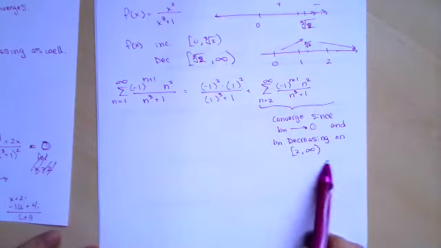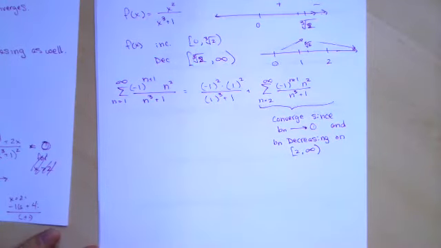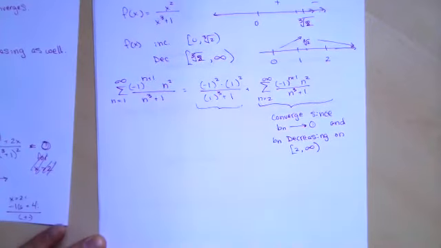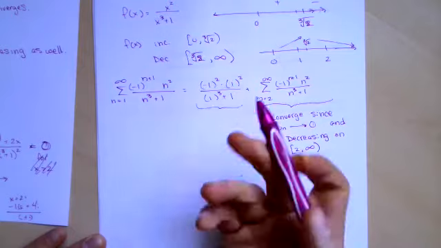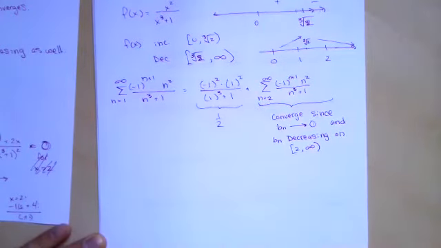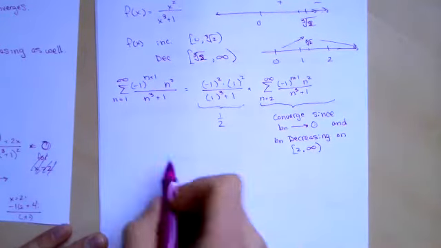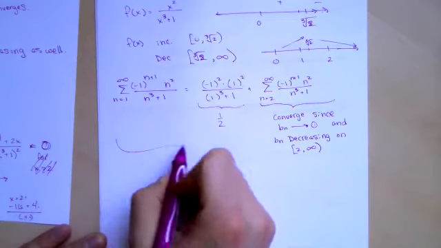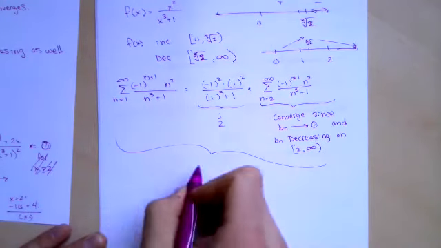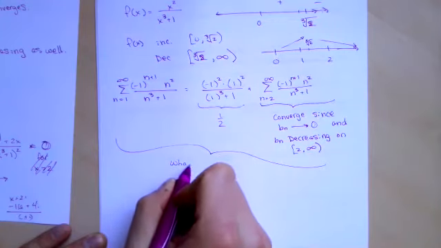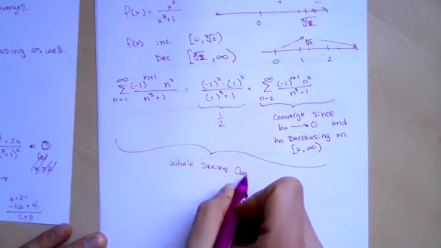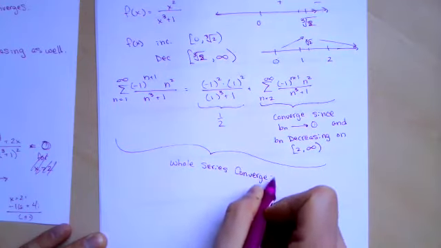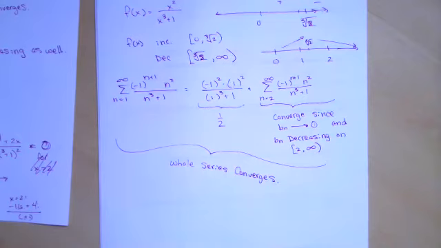And since this guy converges plus a finite number, what even is that number? On the top we've got 1, on the denominator we've got 2. It's 1/2. So the whole series converges. Does that make sense?